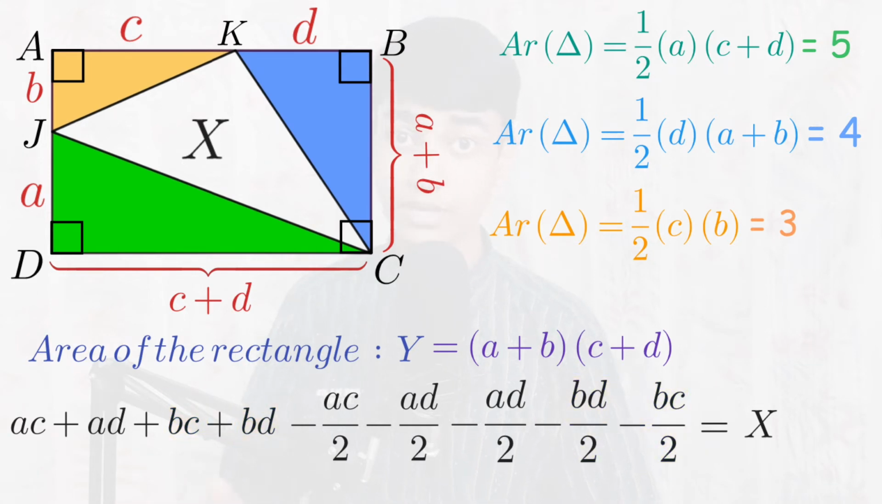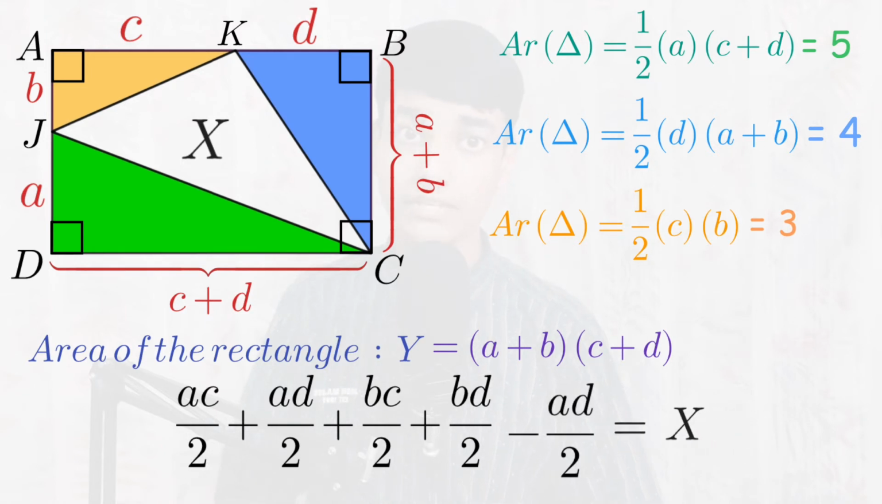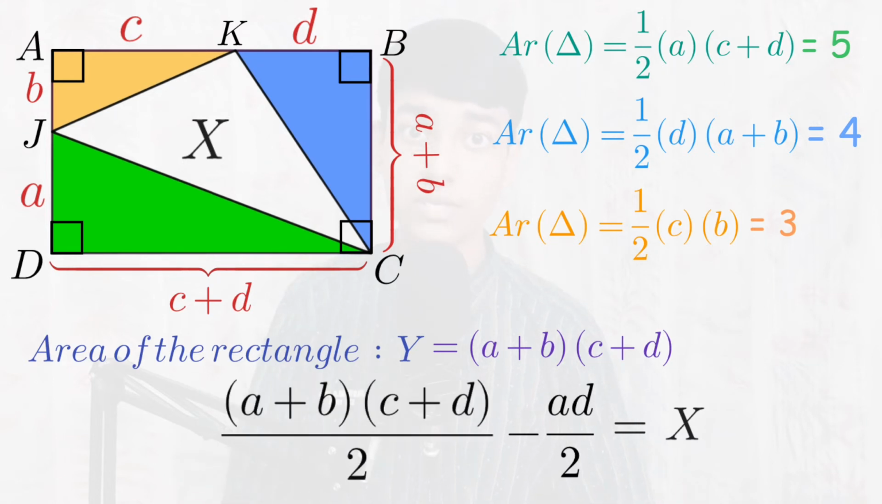So when we will simplify these like terms, we will have AD upon 2 plus AC upon 2 plus BC upon 2 plus BD upon 2 minus AD upon 2, and this thing is equals to area of the missing triangle, that's capital X. Now over here, all of them have a common denominator equal to 2, and the numerator will turn out to be A plus B into C plus D, and that is ultimately area of the rectangle, hence it can be written as capital Y.